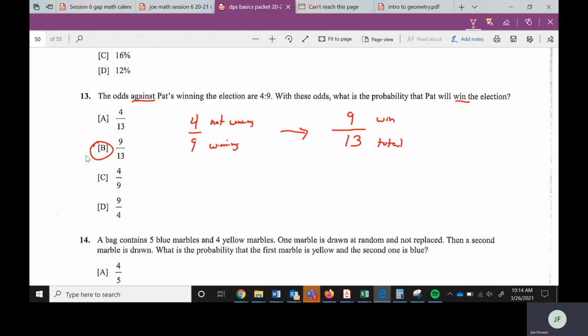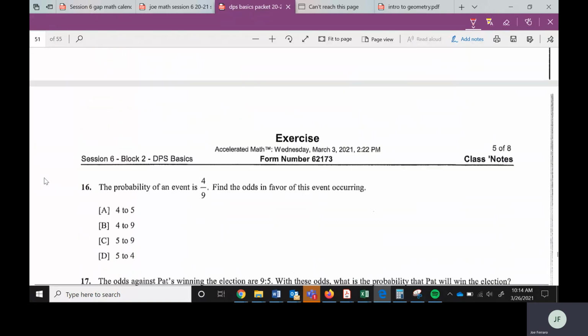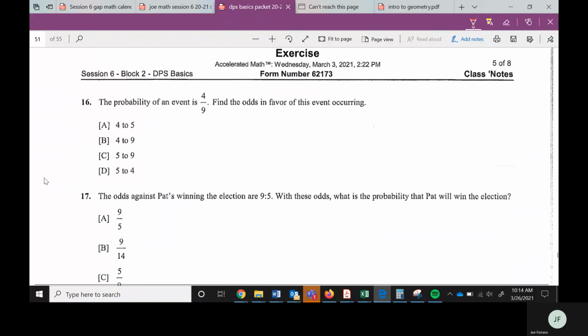Okay. So again, if that one doesn't make sense, maybe rewind it, watch it again. And if it just doesn't make sense, that's when you message me and ask me. That's important. Okay, let's look at number 16, another odds problem, and I think we're done with the odds. It's a very similar problem. This time they give you a probability.